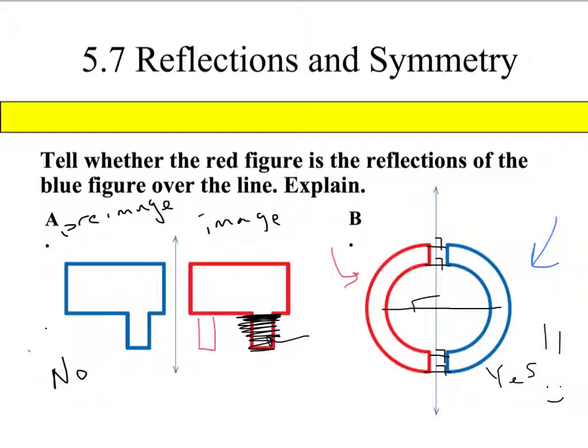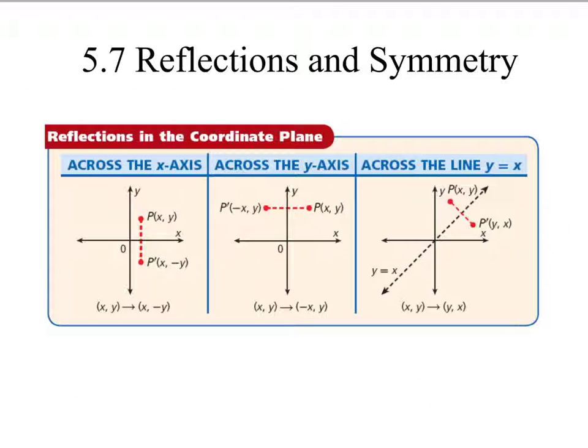Awesome. Okay, you don't have to write this down. I'm just going to kind of explain this a little bit. When you have reflection across our axes, okay, so across the x-axis, to go from our pre-image to our image, notice our y goes from positive to negative. Our x's stay the same, but our y's go opposite. Okay, so that's across the x-axis.